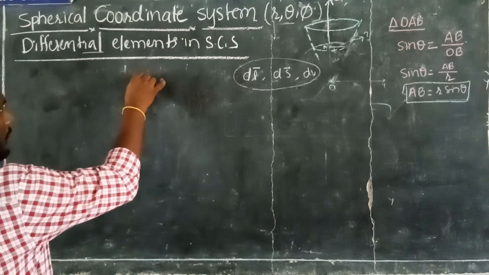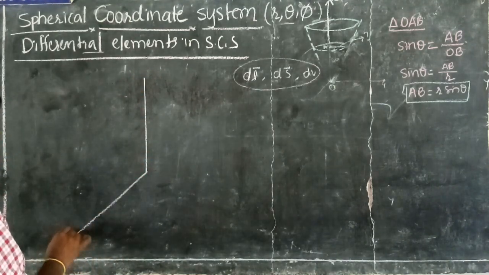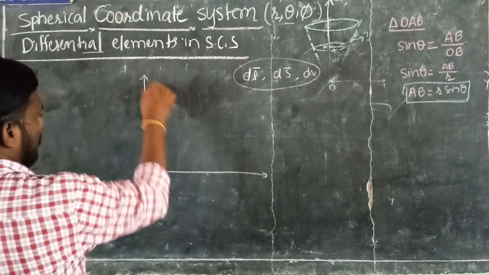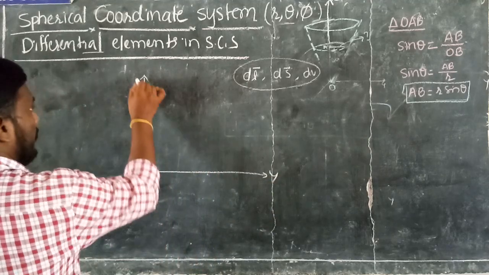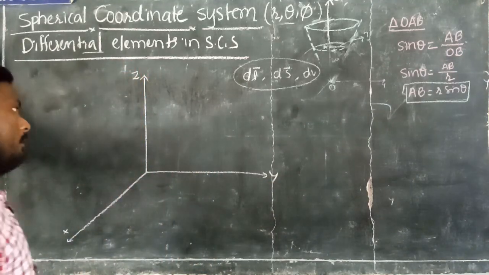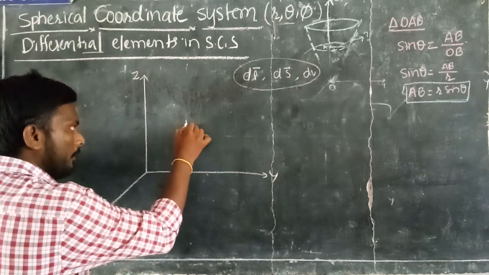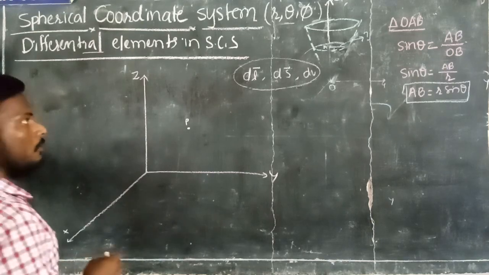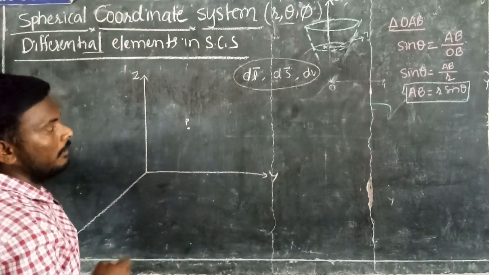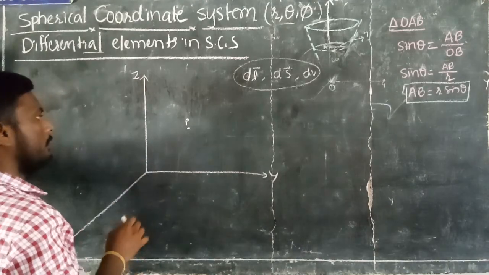See, initially I am taking the z axis and the x axis, that is x comma y comma z axis. Okay, initially I am having a point P here. This is a point P. This point P has the old coordinate system, that is r comma theta comma phi.